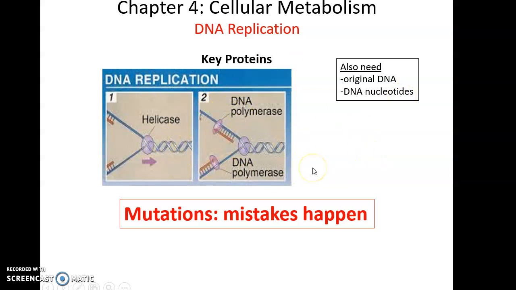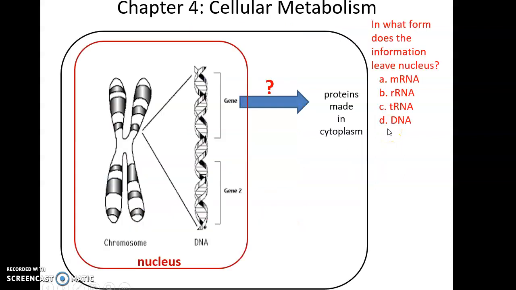Now, DNA replication is not a perfect process. Mistakes happen. Sometimes there are mutations. The wrong nucleotide gets brought in and added to the growing chain. Overall, though, it's extremely effective, but again, sometimes mistakes happen.